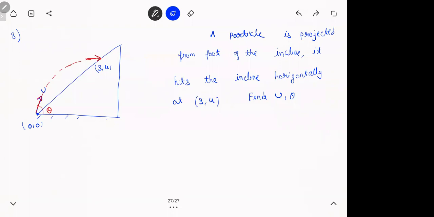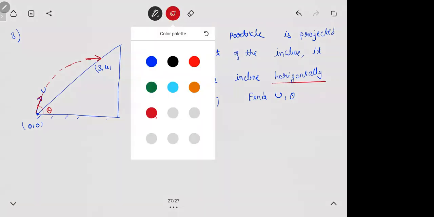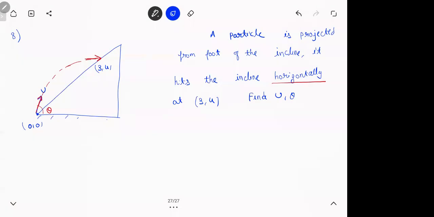See, in this question, where is the hint? This is the hint. Tell me one thing. During the projectile motion, when will the particle become horizontal? H max. Isn't it? Every other place, it will be at an angle. The only position where the particle becomes horizontal is H max. Are you getting it? So that is the catch in the problem.